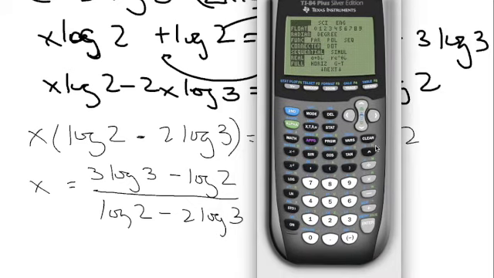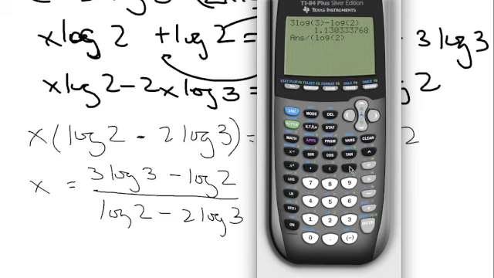Now, you need to be really careful when you're going to do this one because you're going to make a mistake if you're not careful. So let's go slowly. 3 times the log of 3 minus log of 2, equals. I'm just going to say equals. I'm going to divide that by the log of 2. Don't forget to open and close parentheses.